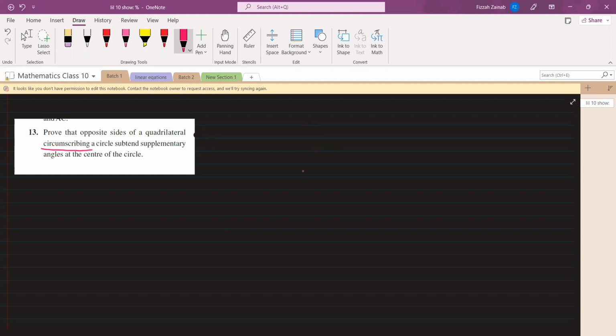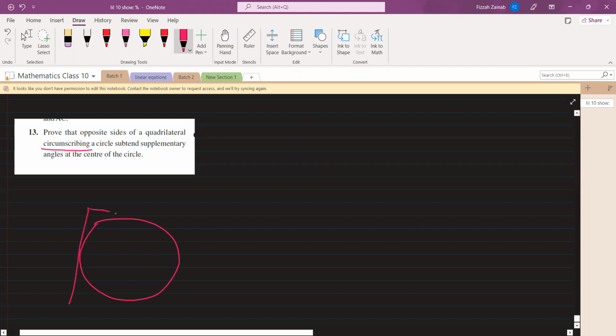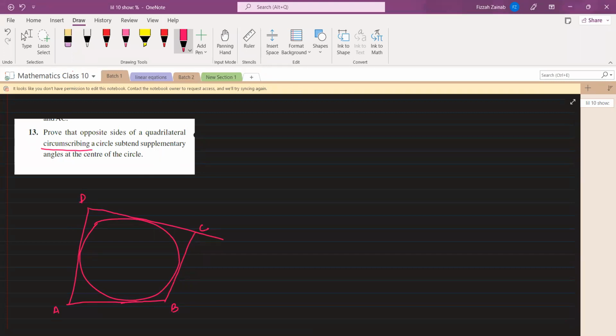So what you have is a circle, and this circle is actually inside a quadrilateral. The quadrilateral can be of any shape. It can be something like this. It has to touch the circle. Okay, this is your quadrilateral. You name it A, B, C, and D. This is the center of the circle. Prove that the opposite sides of the quadrilateral subtend supplementary angles.